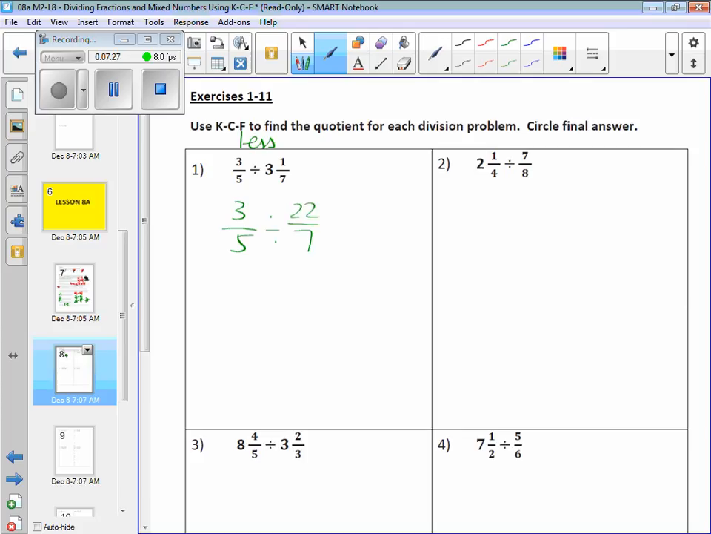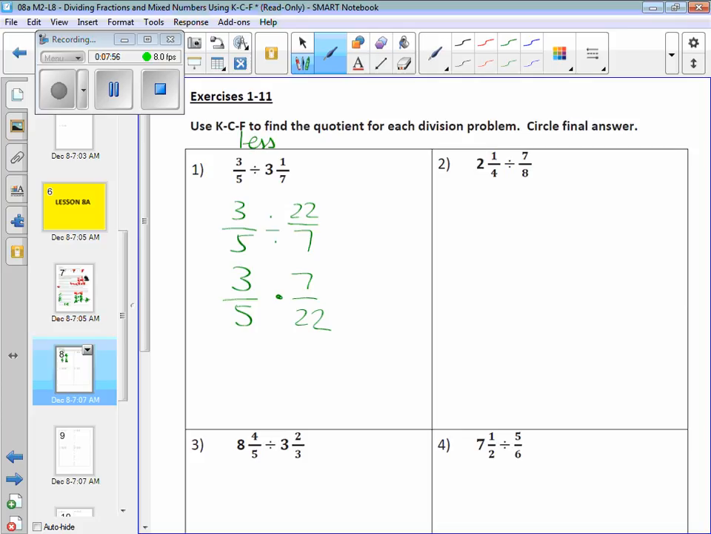Sometimes I'll see this mistake too. You can't cross reduce until after keep, change, flip. So don't even look at it right now. We don't care. We'll keep 3/5 as is. Change division to what? Great. And now we flip. Can you cross reduce? Unfortunately, you can't cross reduce.